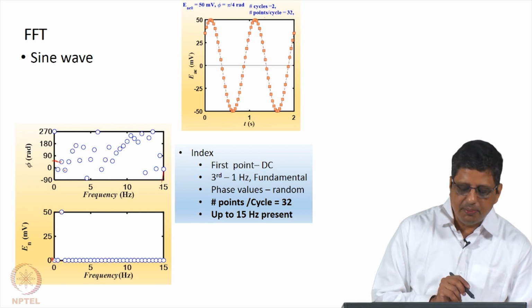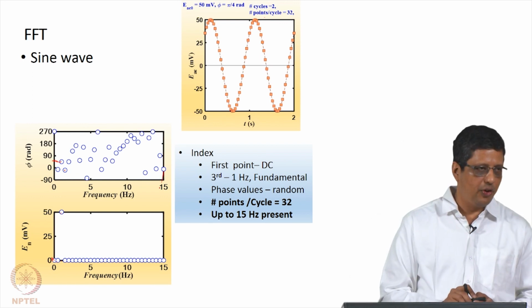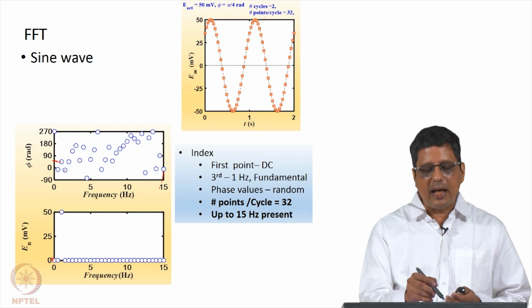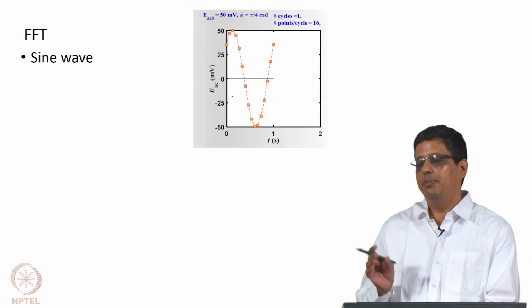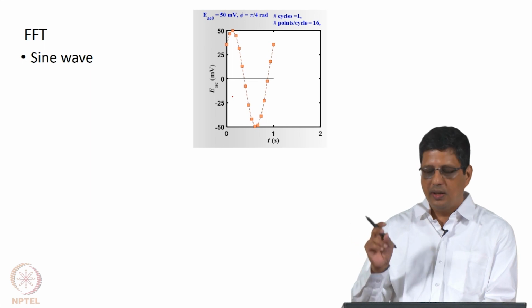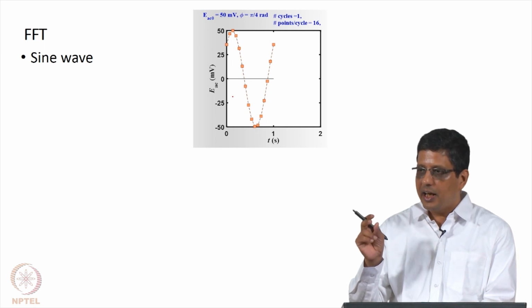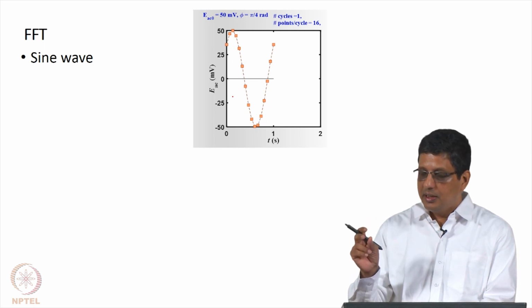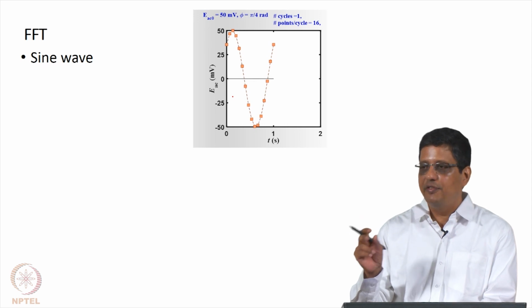Now the thing is, it is present up to 15 hertz. So if I want more harmonics, I should sample at a higher frequency. Sample frequency tells us how frequently we take data, okay. And if I take data at 100 hertz, the best I can get out of this is 50 hertz.